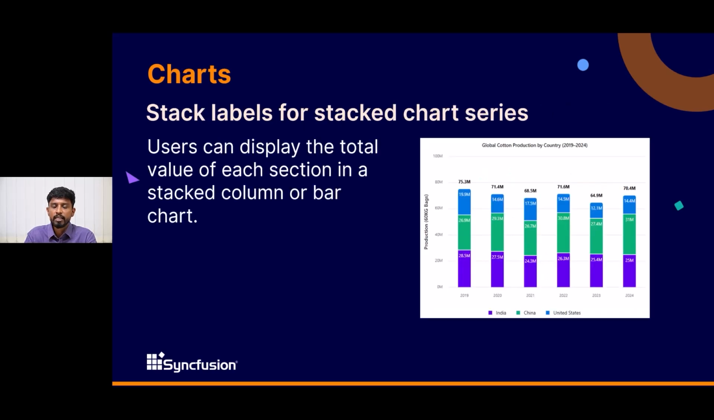Next, we have the stack labels for stack chart series. Users can now display the total value of each section in a stack column or bar chart, making it easier to read and understand the data series. So this greatly improves the ability to interpret complex data sets, as you can see in the image. Each stack column has a value at the top of it. That is the total value.